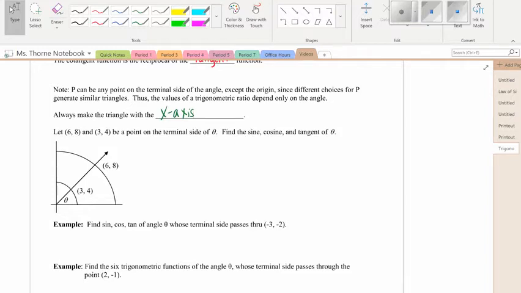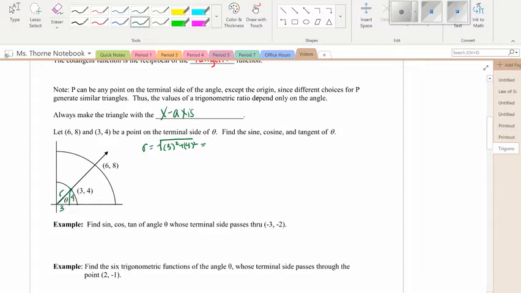So let's say that we want to let this point 6, 8, and 3, 4 be a point on the terminal side of theta. We want to find the sine, cosine, and tangent of theta. So let's go ahead and start off with the smaller length. So we're saying this point is an x value of 3 and a y value of 4. So over 3 and up 4 to get to this point. So if we want to find the sine, cosine, and tangent, we also need to figure out then what the radius is equal to. So the radius we know is going to be the square root of x squared plus y squared.